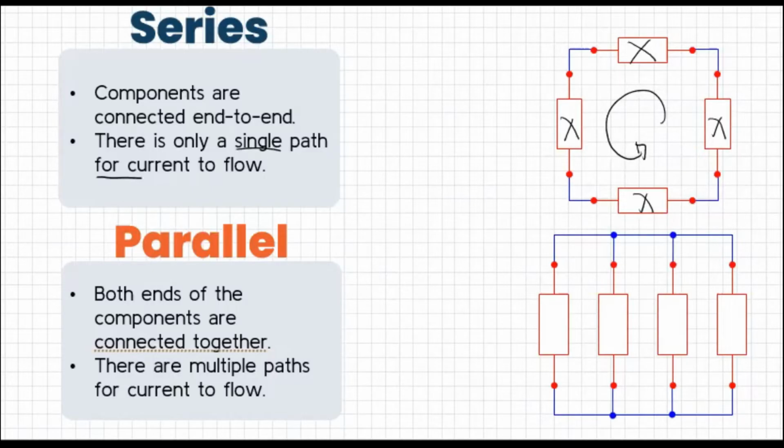Okay, and then on the other hand, for a parallel circuit, both ends of the components are connected together. There are multiple paths for the current to flow. So, paano natin siya ipapakita based dito sa ating example circuit?